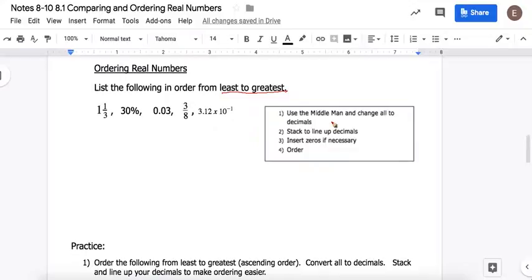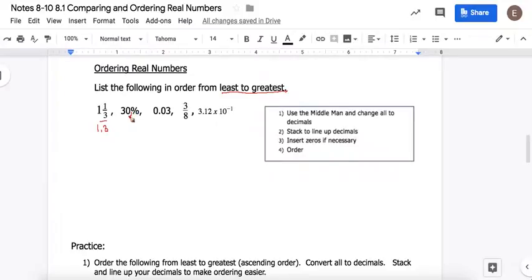And when we order, we're going to use the original form. So we're going to use these numbers when we order, but we're going to change them to decimals to compare them. So 1 1/3, we need to figure out what 1/3 is, which is 0.3 repeating, but there's a 1 in front, so this is 1.3 repeating.